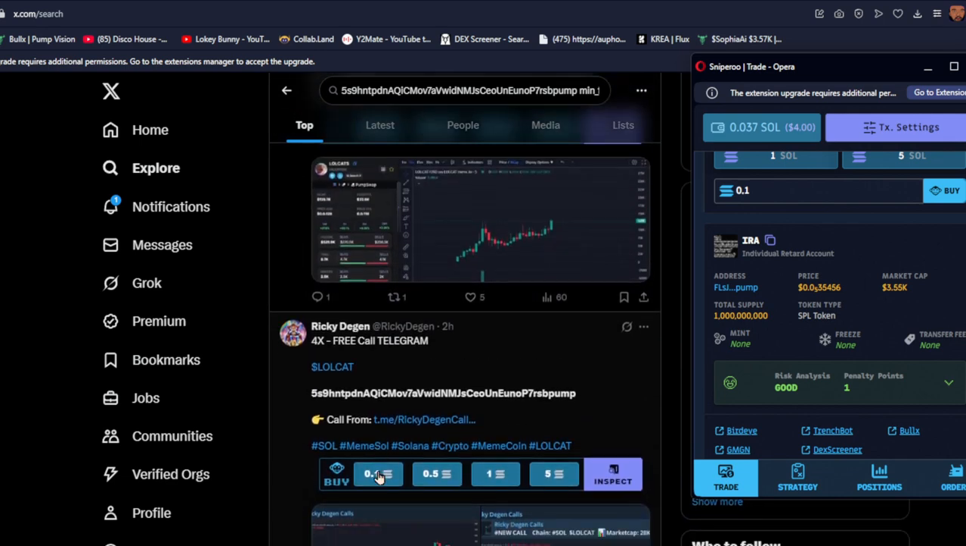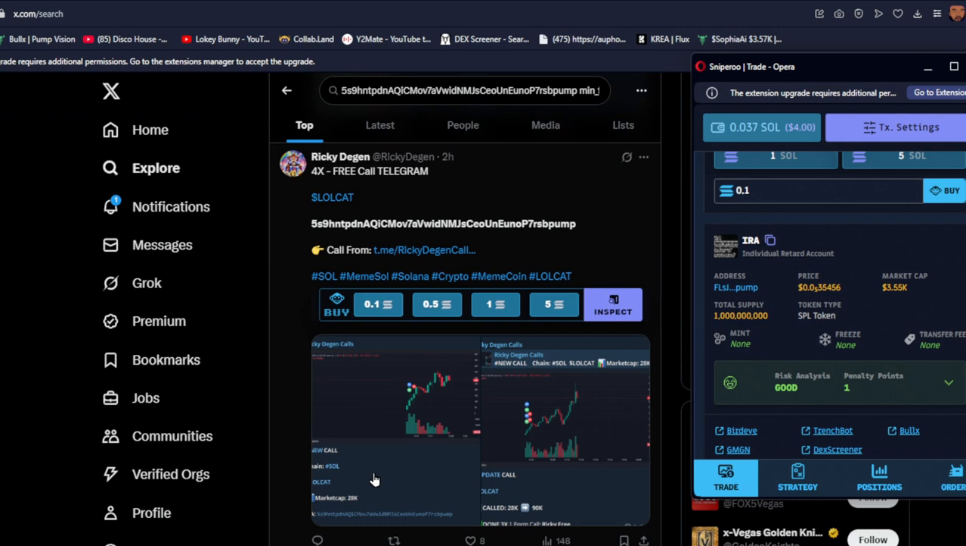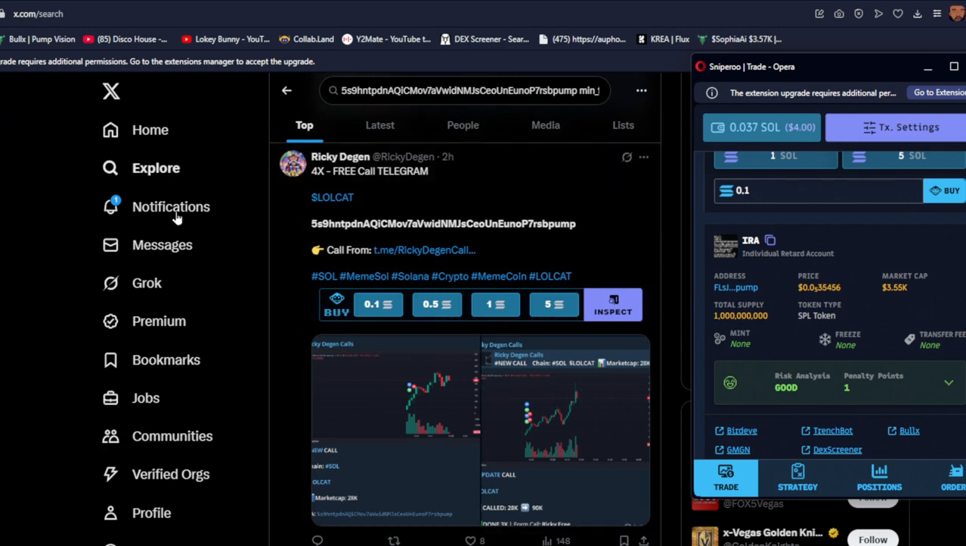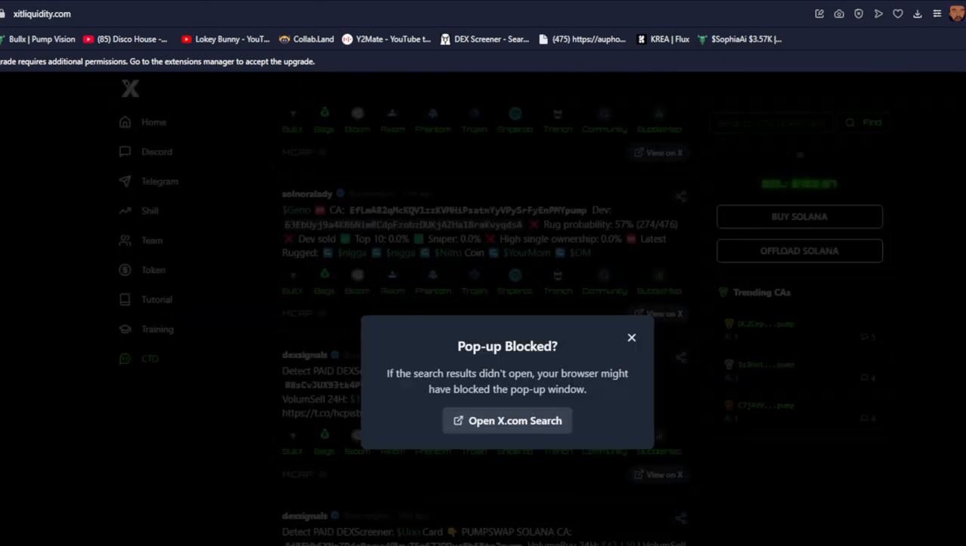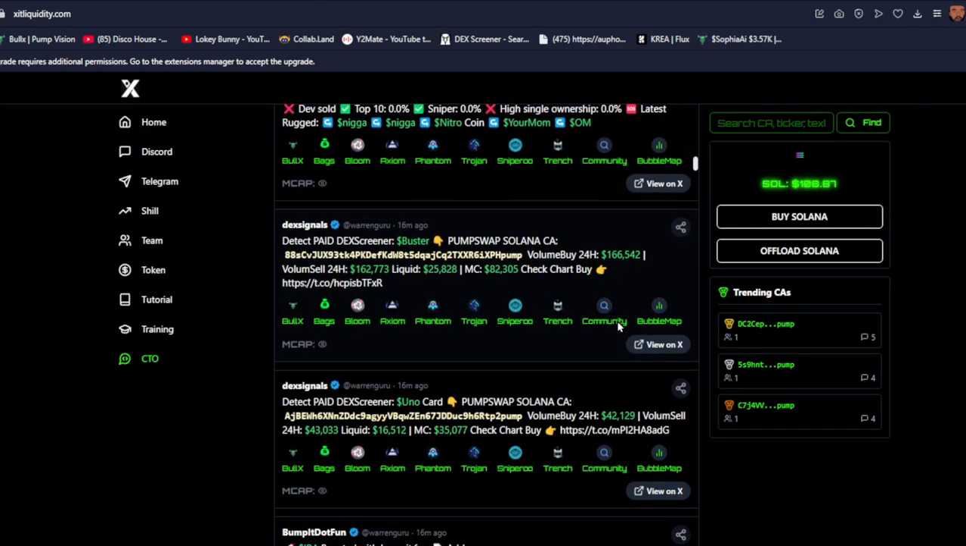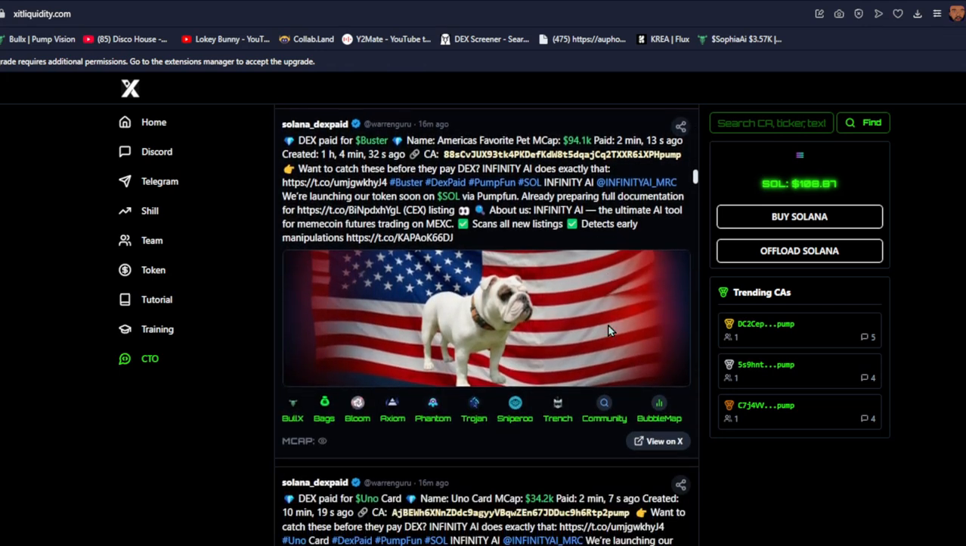So yeah, with that being said, I just wanted to give you guys this information so that you understand how to move forward when it comes to using exitliquidity.com and leveraging this to your full potential.